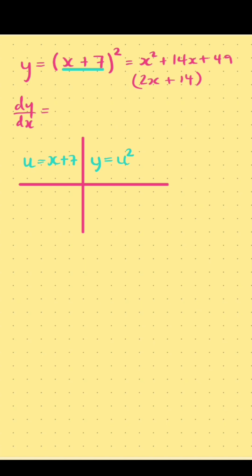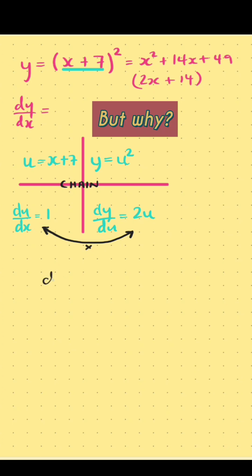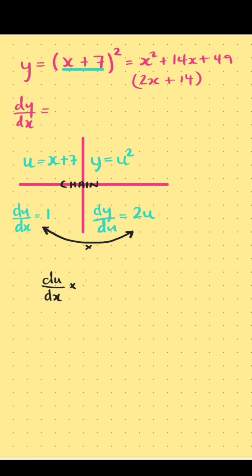And since we intend to differentiate this, we fill out the bottom as du dx, which, as we can see here, the 7 goes, we're just left with 1. And here we have dy by du, which is 2u. And with this method, with the chain, perhaps we could write chain. We're going to multiply the 2 at the bottom. The way this works, we're going to have du by dx multiplying by dy by du.